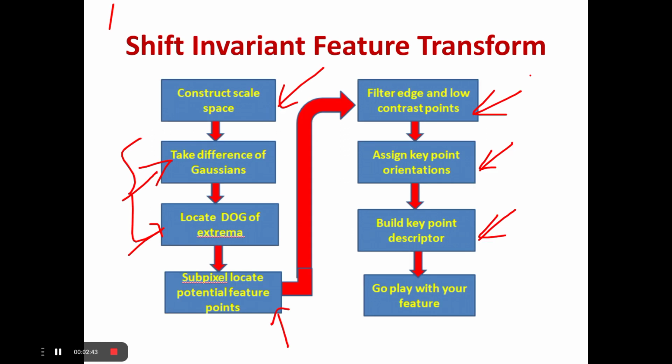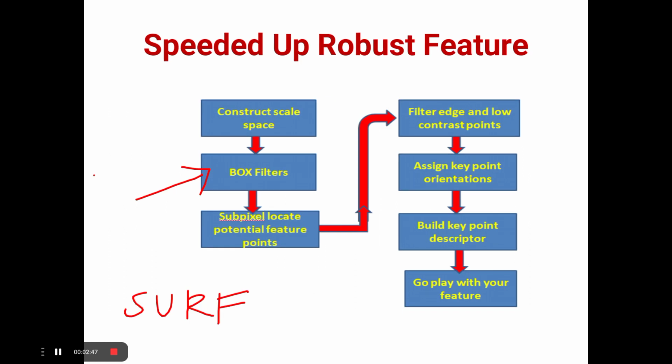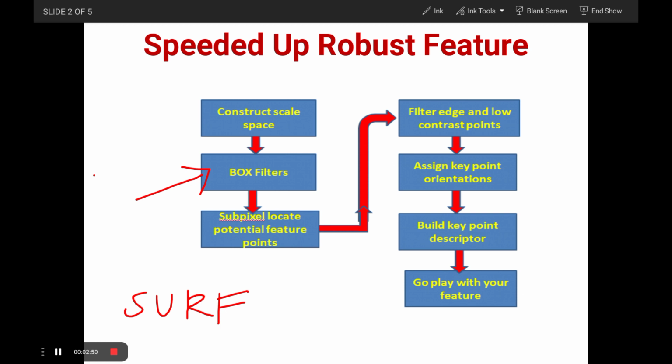Here, take the difference of Gaussians and locate the DOG extrema. These two steps can be replaced with box filters. These box filters are approximately equal to the difference of Gaussians, which is also an approximation of the Laplacian filter. The same operation can be performed by box filters, which are much faster compared to Laplacian filters, and we can identify the corresponding points in the horizontal direction, vertical direction, or even the diagonal directions.